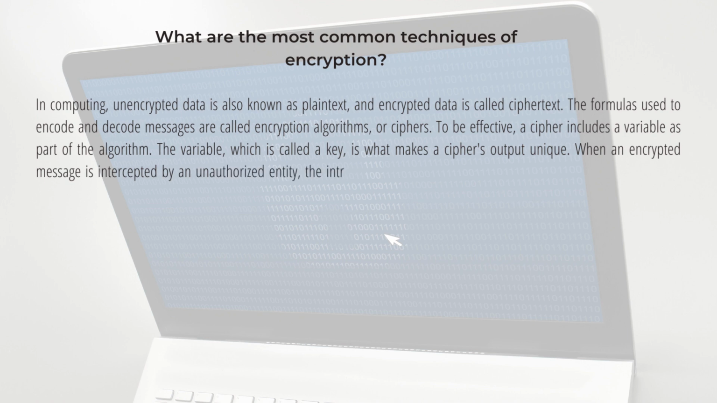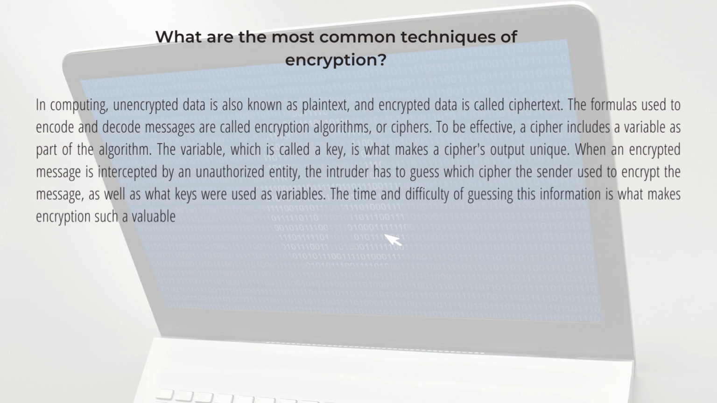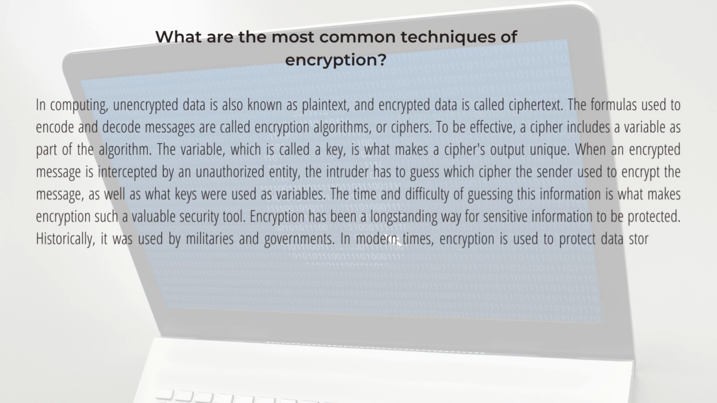When an encrypted message is intercepted by an unauthorized entity, the intruder has to guess which cipher the sender used to encrypt the message, as well as what keys were used as variables. The time and difficulty of guessing this information is what makes encryption such a valuable security tool. Encryption has been a long-standing way for sensitive information to be protected. Historically, it was used by militaries and governments. In modern times, encryption is used to protect data stored on computers and storage devices, as well as data in transit over networks.